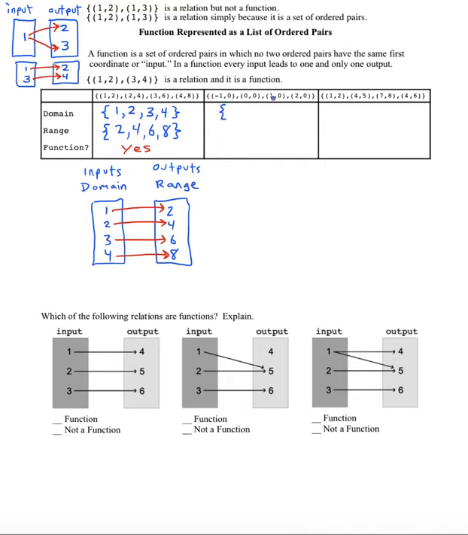All right, here for the domain, we see the numbers negative 1, 0, 1, and 2 are going to be part of the domain. But when it comes to the range, there's only one y value here, and that's 0. Let's draw the diagram. Negative 1, 0, 1, and 2. Over here we just have a 0. We don't have to repeat. You can just draw it once.